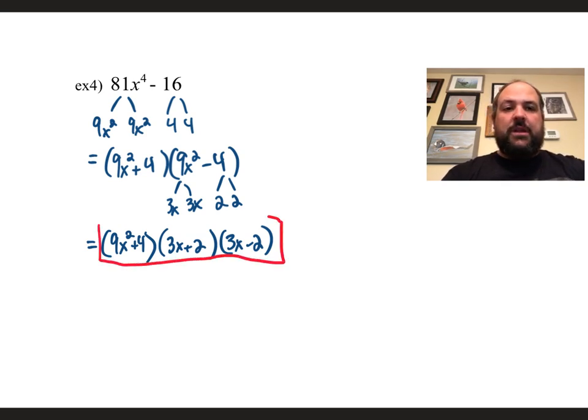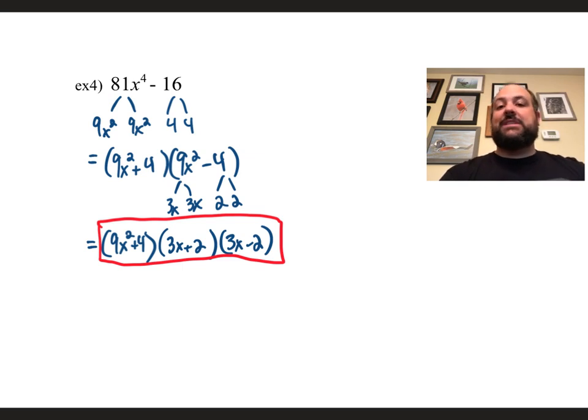I have three quantities: 9x squared plus 4, 3x plus 2, 3x minus 2. That becomes our final answer. We can't factor the 9x squared plus 4, and we can't factor the 3x plus 2 or 3x minus 2. So in this case, we factored completely, but we only used one method twice. We didn't use a GCF or reverse FOIL. So that's one thing we want to be aware of. We might not always have a GCF when we factor completely.